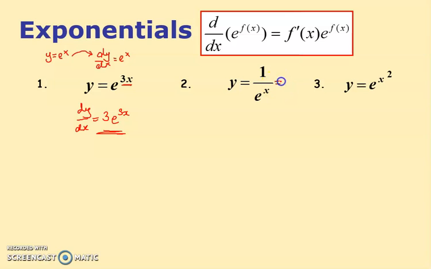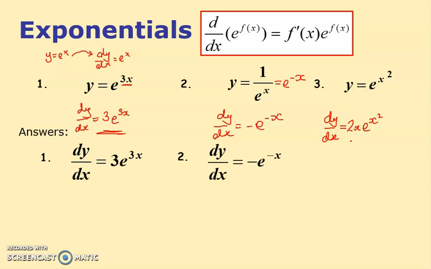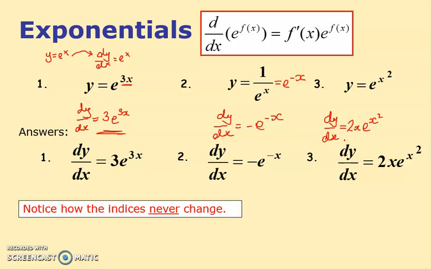This one, first job, I suppose, is to write it as a negative power, and now it becomes easy. Notice the minus comes to the front, minus e. The power never changes on these. This is the great thing about exponentials, they're actually quite easy. Even this one's going to be the same idea. I know the power will stay the same, e to the x squared. But notice now I have to times by the differential of x squared, which is 2x. So it's 2x e to the x squared, and that's what it says. Notice the indices never change.